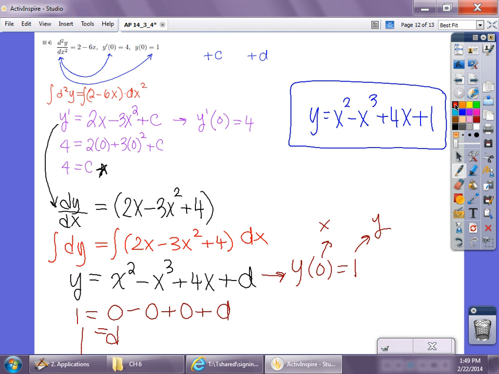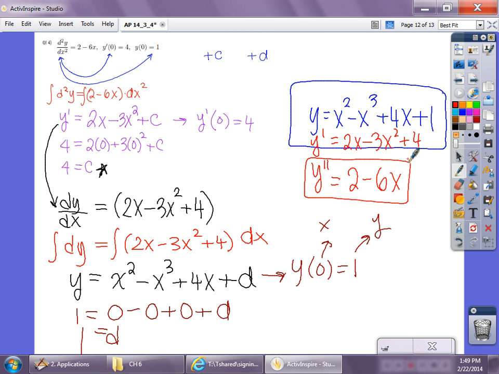Take the first derivative. We get 2x minus 3x squared plus 4. And then let's take the second derivative. 2 minus 6x, and you'll notice that that matches the original question.